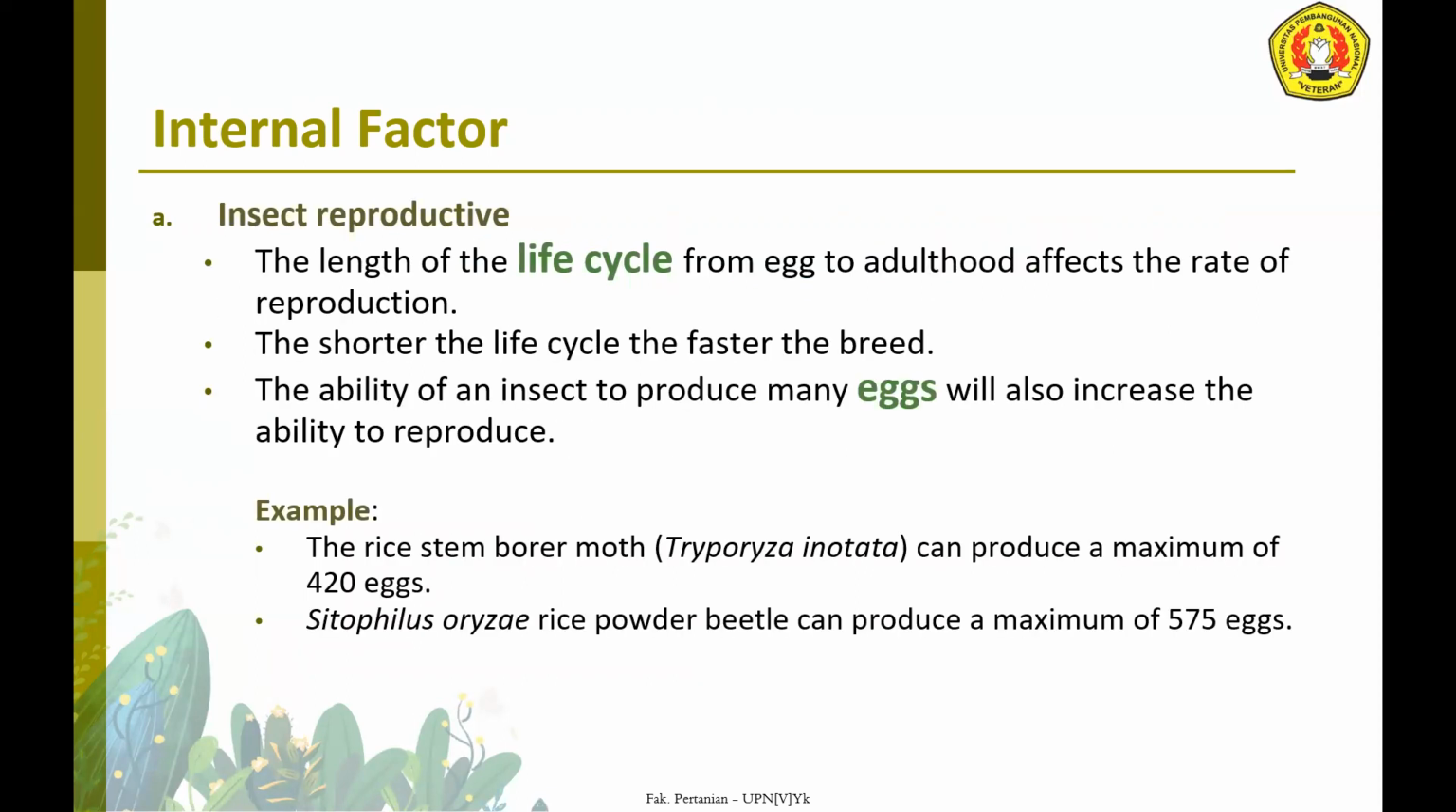And also the ability of insects to produce many eggs. Kalau human, a female can maybe have 2 or 3 children, in general. But insects in general can produce many eggs. Like Triporiza innotata can produce a maximum of 420 eggs. Staphylococcus maximum 575 eggs. So in a short life cycle, they can produce 100 eggs. So in a short time, they can replicate to become a huge population. That's the internal factor that can cause the increase of insect population.